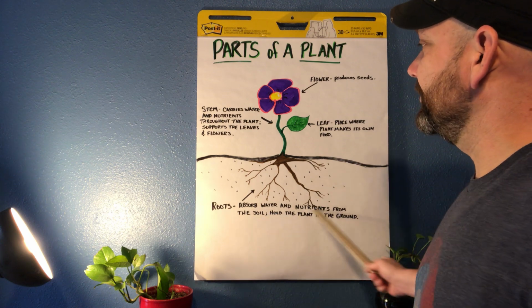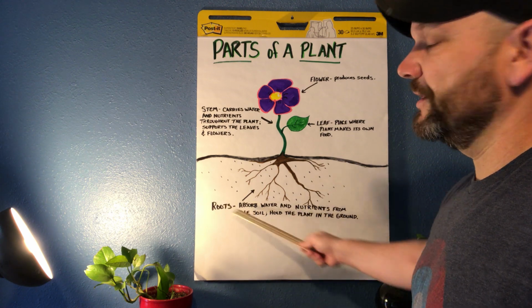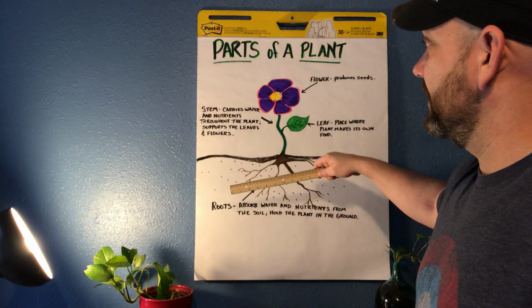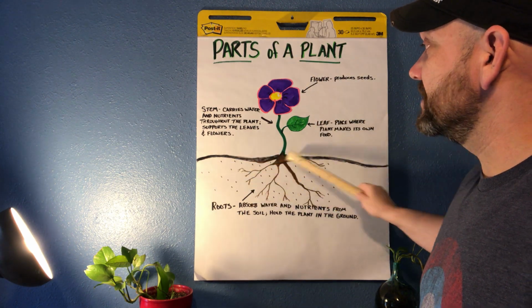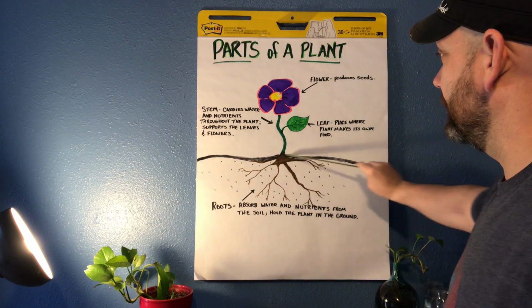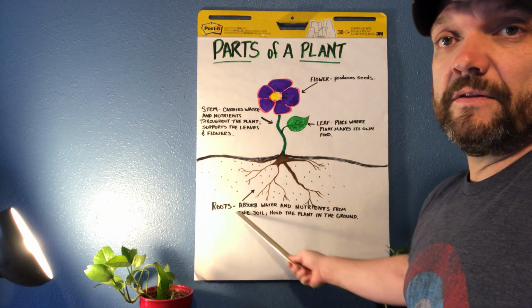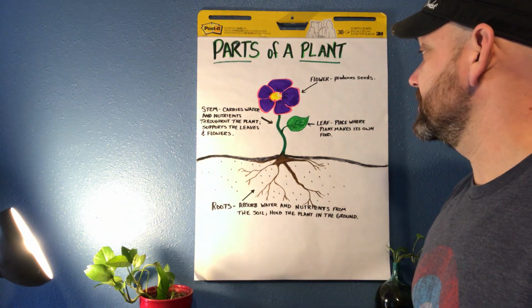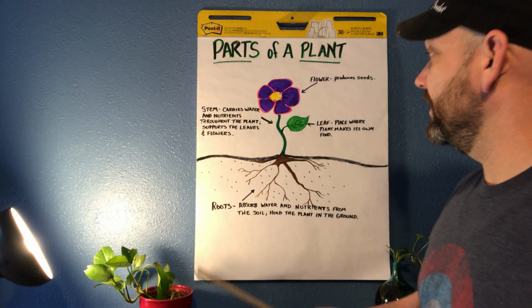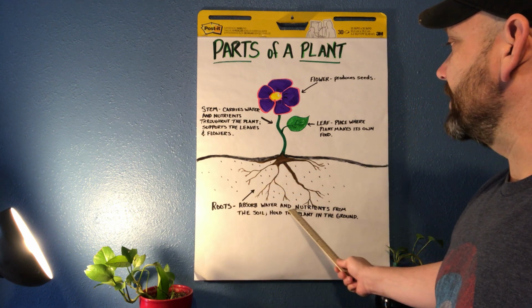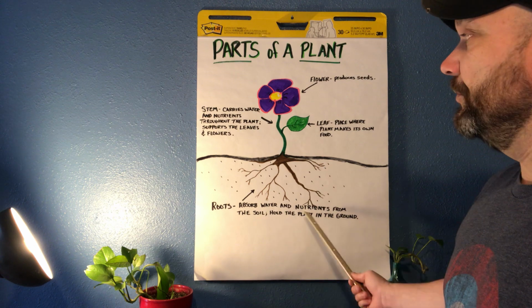We're going to start down here at the bottom because that's kind of where the process starts. So we've got rainwater that comes down and it absorbs into the soil, and this is my soil level right here, and the rainwater mixes with the soil and creates nutrients for the plant to survive. And so we start with our roots. Roots absorb water and nutrients from the soil, and they hold the plant in the ground.